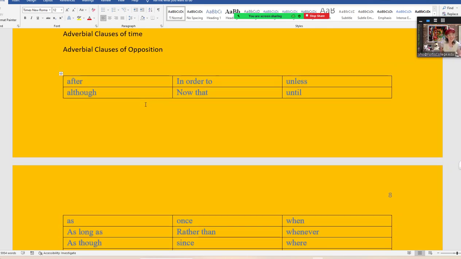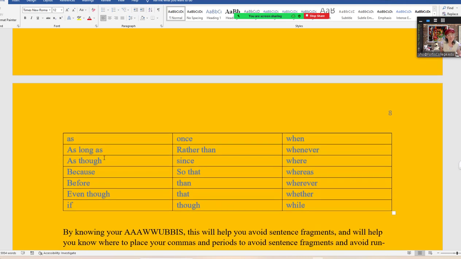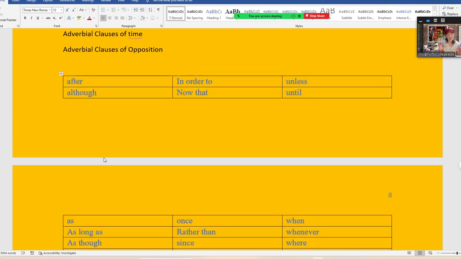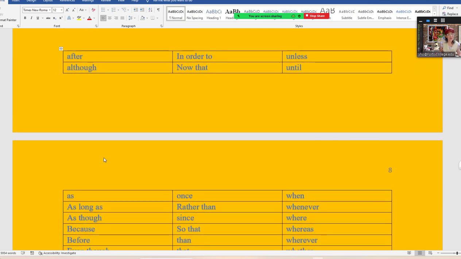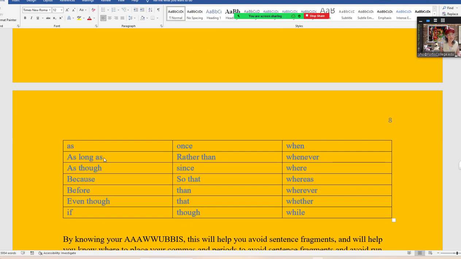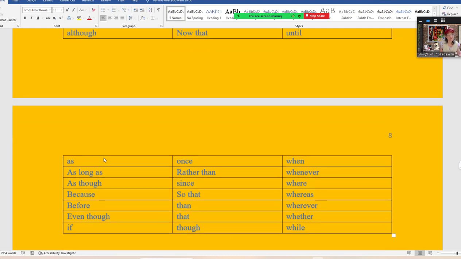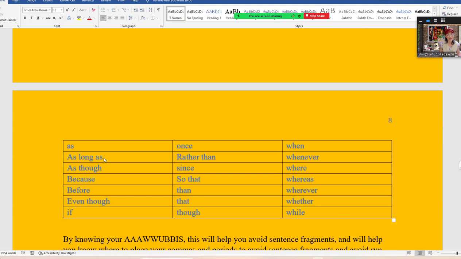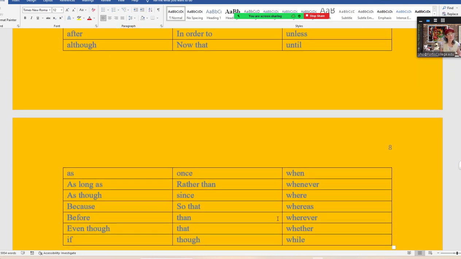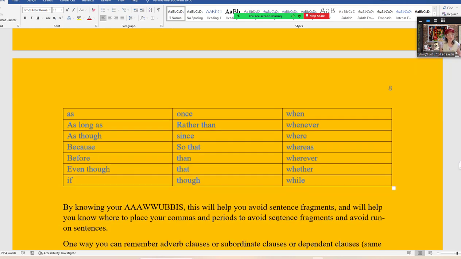And so here you have your subordinating conjunctions. This is just a small list. There are so many subordinating conjunctions that you can use. You can Google yourself subordinating conjunctions. So these words: after, although, as long as, though, because, before, even though, if, in order to, now that, once, rather than, since, so that, then, that, though, when, whenever, where, whereas, wherever, whether, and while. All of these, when you put them in front of a sentence, make it a fragment.